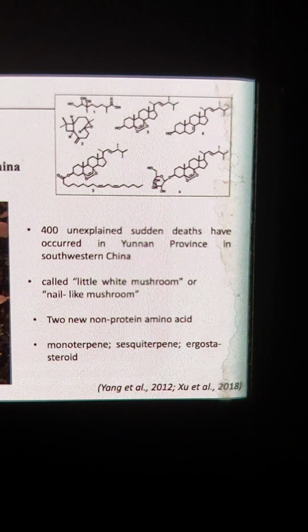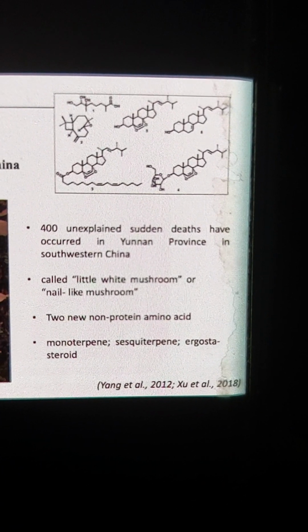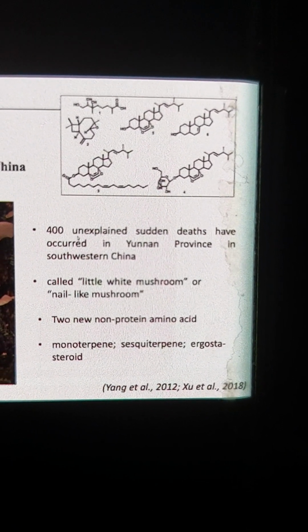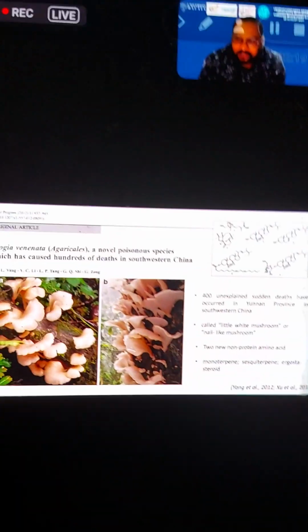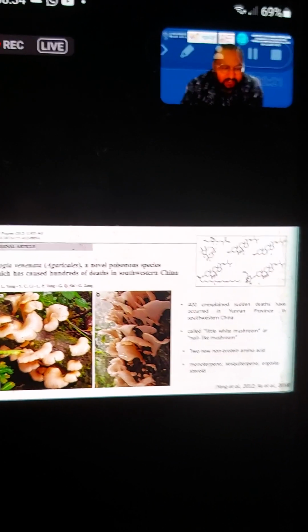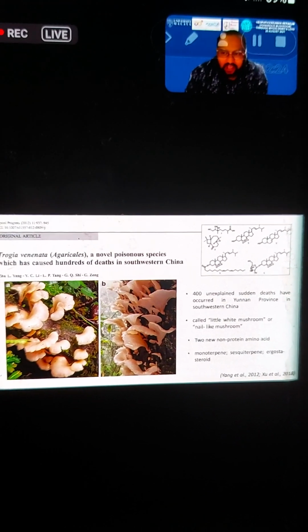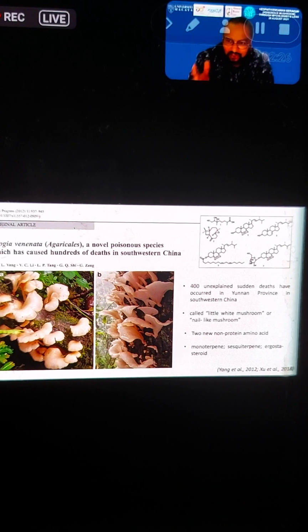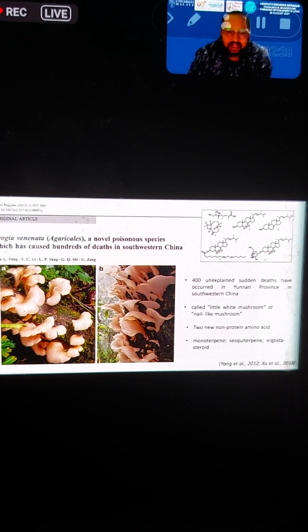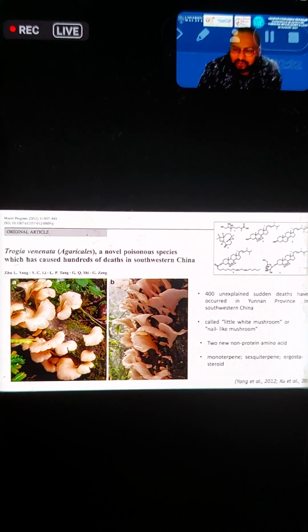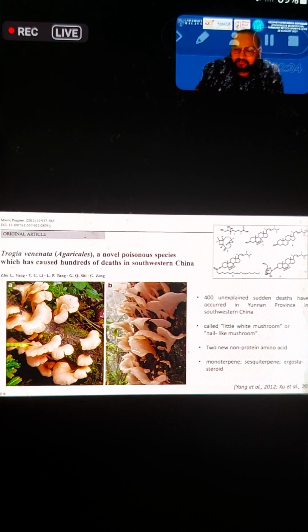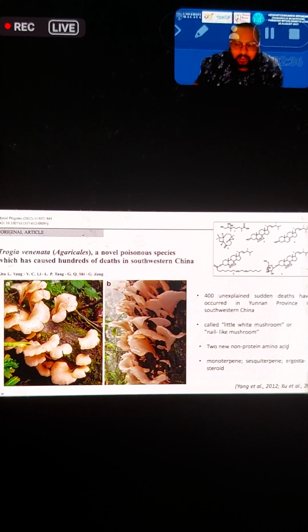And this case was very highlighted in China because there were 400 unexplained sudden deaths in Yunnan. So 400 is a lot. Okay, why did this happen? At that time people were only caring about which mushroom it was. Then the mycologists in that country studied which type of mushroom and which type of toxin it was, and they found two new protein amino acids.